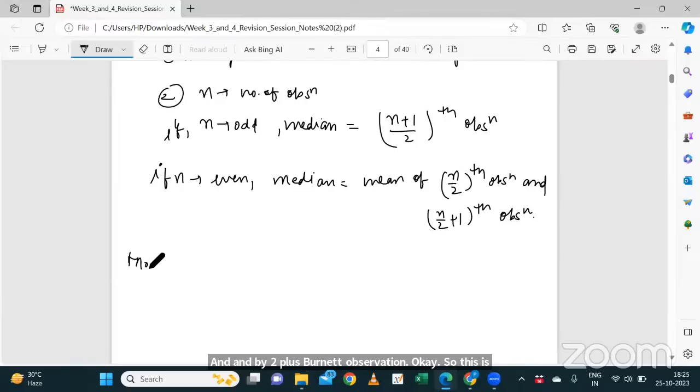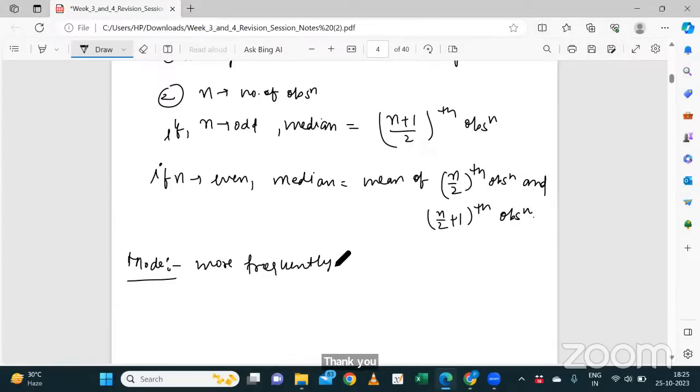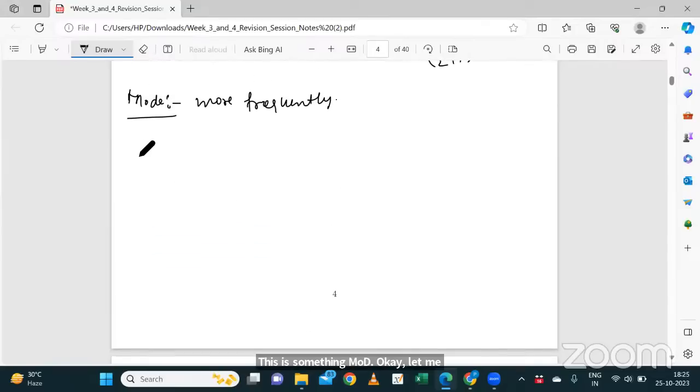So what is the mode? I will take an example, don't worry. Mode is nothing but the observation which occurs more frequently, right? Okay, let me take an example. First of all, suppose I have a data set, let's say 1, 2, 3, 4, and 5.